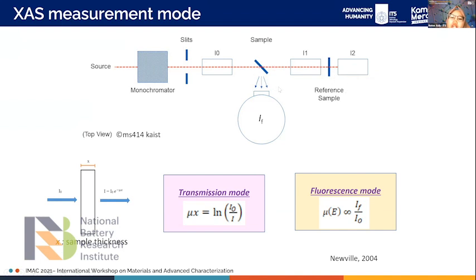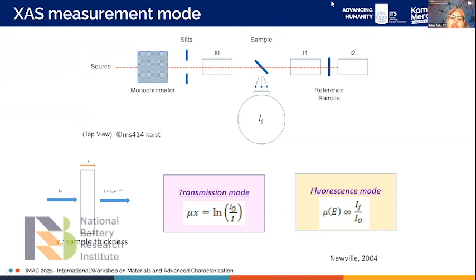And in case of transmission mode here, the absorption coefficient is corresponding to the log of I naught divided by I. Yeah, because if we have, for example, here X-ray with intensity I naught, and then this passes through the sample with the thickness of x, then the intensity becomes I naught exponential minus mu x, so from here we can determine the absorption coefficient.